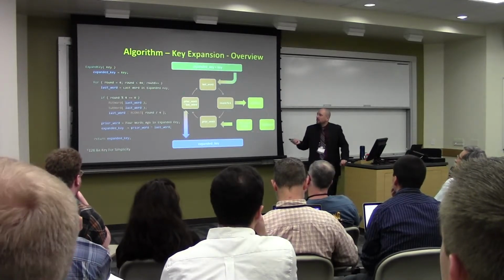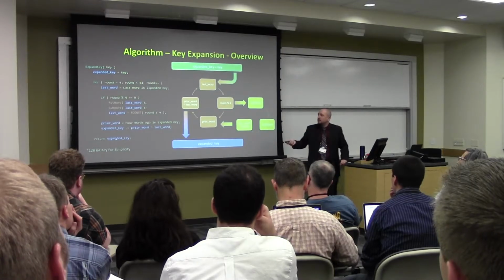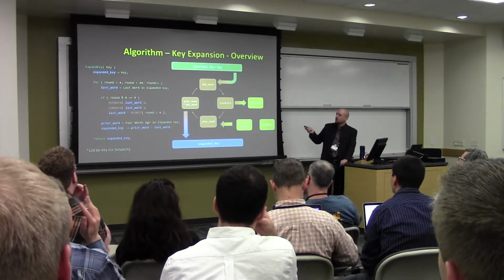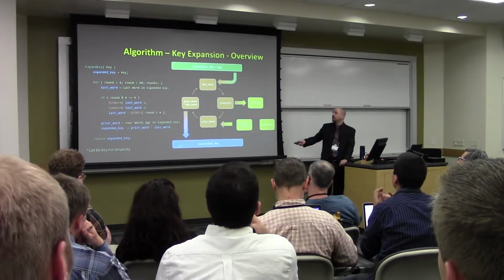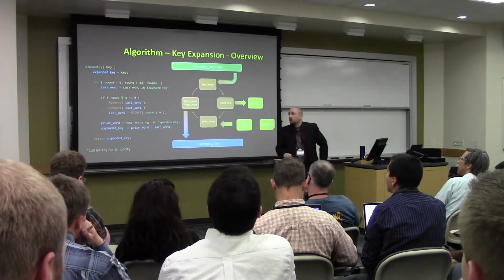Let's take one more look at key expansion, just the overview. We talked about how we end up with the expanded key in the end. We have our last word. Depending on where we are, we perform these additional operations, prior word, XOR, all this fun stuff, to eventually return the expanded key. We're constantly concatenating onto the end.